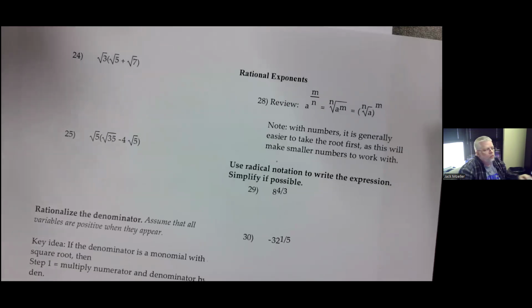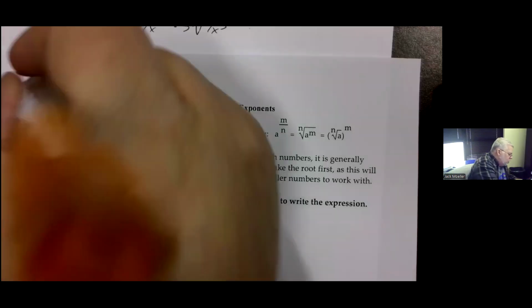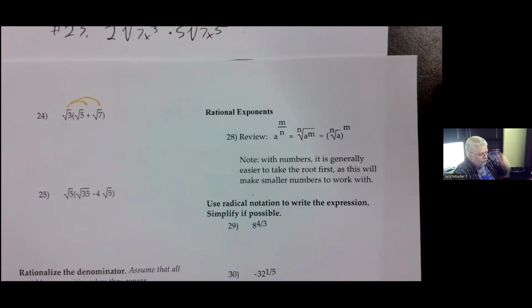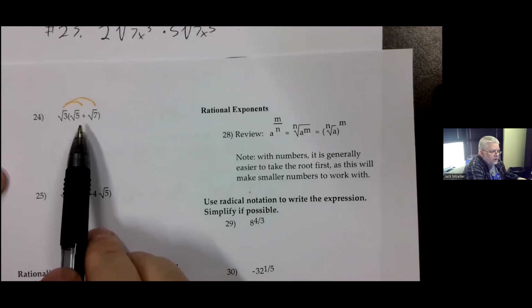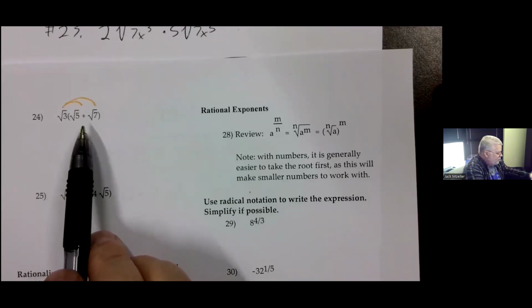What would you do with number 24? The square root of 3, parentheses, square root of 5, plus square root of 7. Well, what kind of problems does that look like? Hopefully that looks like a distribution problem, which is exactly what that is. Because inside, we can't add those because they're different numbers inside the radical. And those are both prime numbers, so they're not going to simplify.